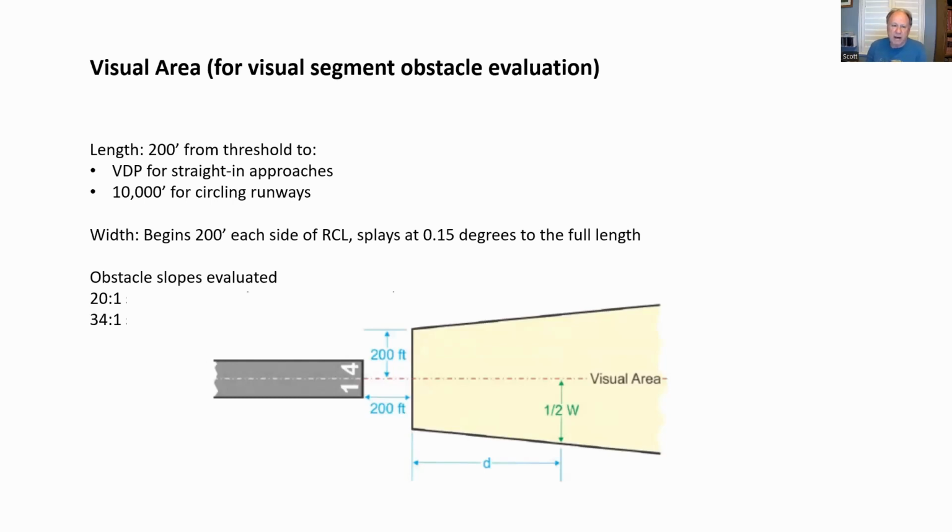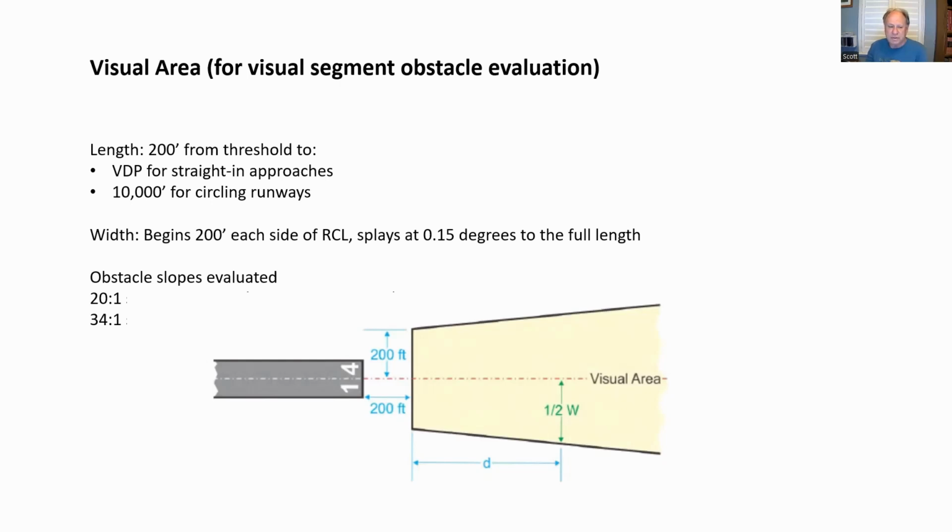So the actual visual area that is evaluated starts 200 feet from the runway threshold, and it extends either to the VDP, if there is one, or, for a circling runway, to 10,000 feet. So it's nearly two nautical miles, probably about 1 3/4 miles. The width begins 200 feet each side of the runway center line and splays at 15 degrees to the full length. So this is the basic definition. However, this area is modified depending on the final approach course alignment and other things.